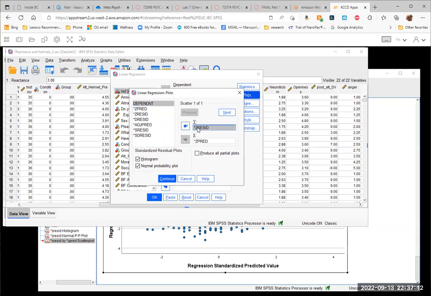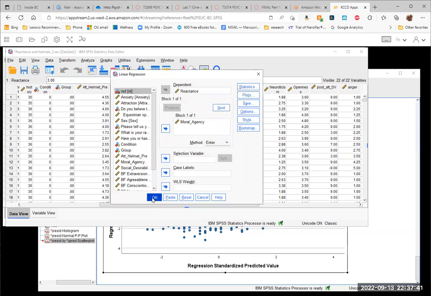This is the way this looks before we do anything, right? We are going to put in our x-axis our predicted values of y, and here we're going to put in our y-axis our residuals, that z residual, and then we're going to select normal probability plot, so PP plot, all right, hit continue and okay.